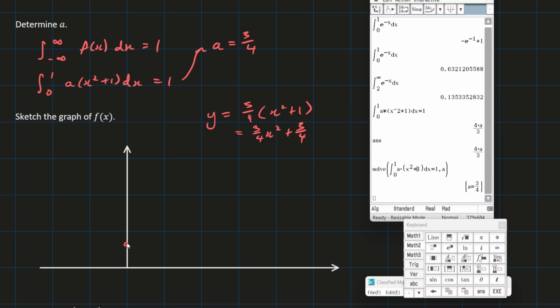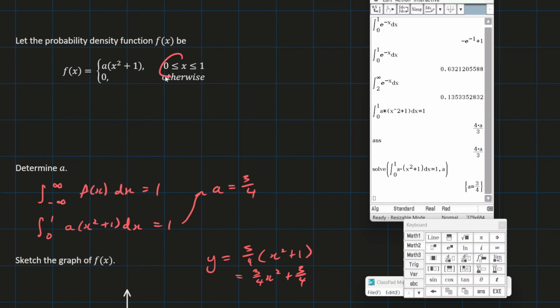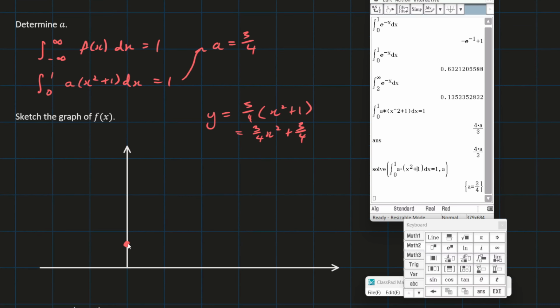So I'm just going to start that up here. And just note that in the domain that it's given to us, we have x is greater than or equal to 0. So I want to use a closed circle here to indicate that it's inclusive. And that's really important, as you'll see later on. Now, if I wanted to find the endpoint, x is equal to 1, I just substitute that in. So it would be 3/4 multiplied by 1 squared plus 1, 3/4 multiplied by 2 becomes 3/2. So I'm essentially just going to double my value.